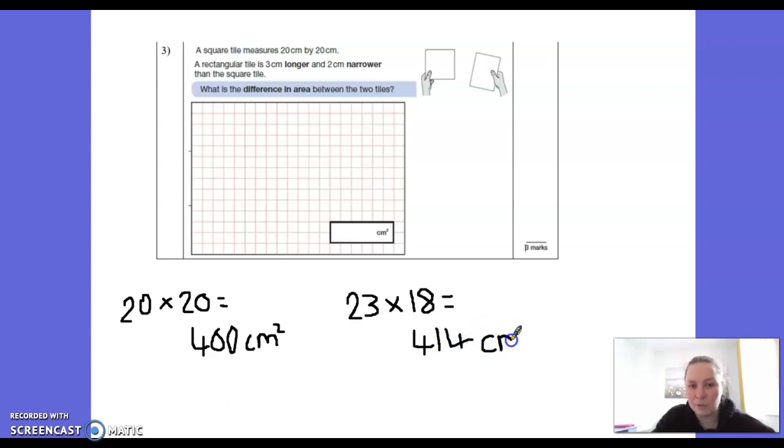And then I want to know the difference. So the difference between 400 and 414 is actually quite easy to work out there. So either 414 take 400 or count up, and the difference is 14 centimetres squared.